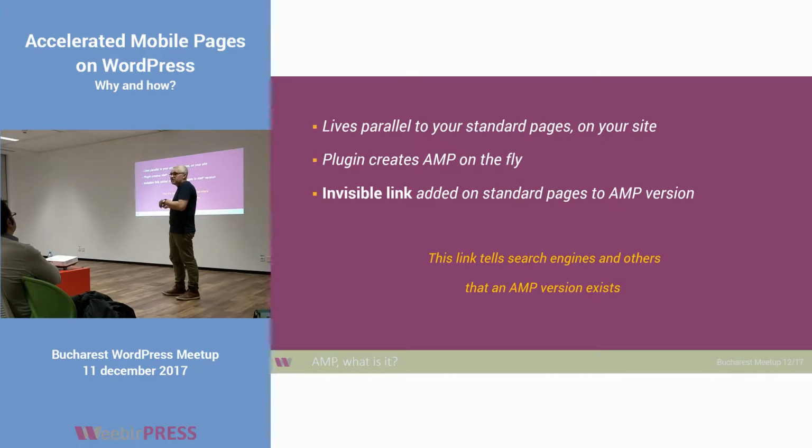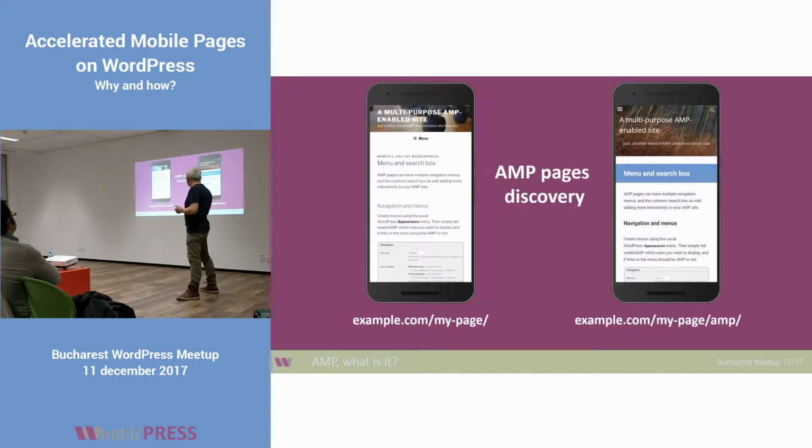There's a link inserted into the regular page that tells Google and Baidu and others, this page has an AMP version, and it's living at this address. Go there. This is what you see here. I have a website with a My Page link, whatever that is. And then the AMP version, most of the time, is going to be the same URL with AMP at the end. So these are really two different pages, and the second page is made by the plugin you have on your site.